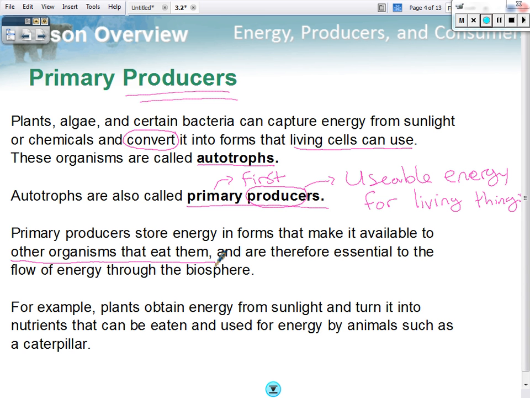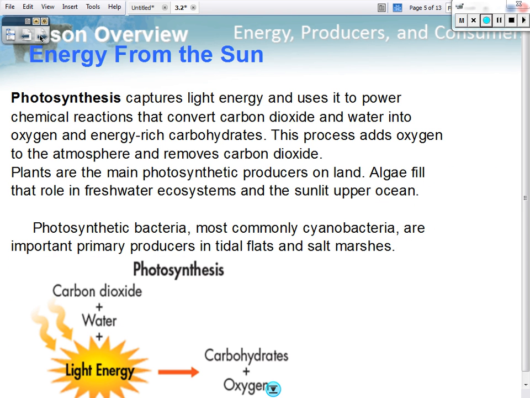You're either a producer that converts energy, or this other thing that eats producers, and we're going to come back to that one later. An example for you down here: plants that take energy from the sunlight and then turn it into nutrients that can be eaten and taken in by animals. Think of the caterpillar on the leaf. Have you ever seen a caterpillar on a leaf? That leaf slowly starts to disappear. Well, that leaf's going into that caterpillar, and that caterpillar is taking that leaf and turning it into energy for itself.